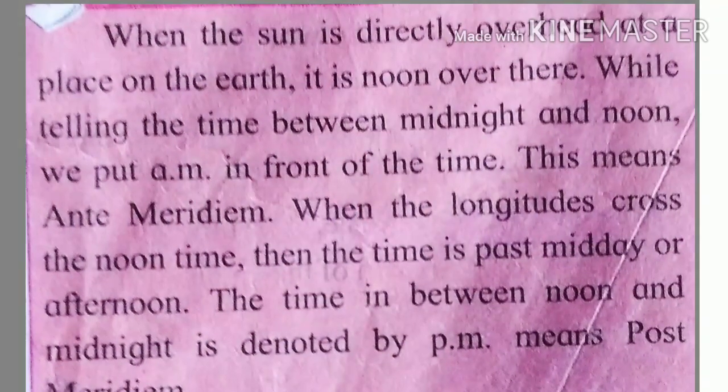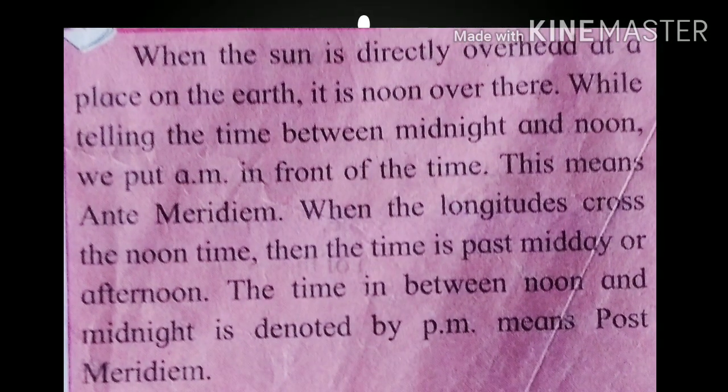Do you know, when the sun is directly overhead at a place on the earth, it is noon over there. While telling the time between midnight and noon, we put AM in front of the time. This means ante-meridian. When the longitudes cross the noon time, then the time is past midday or afternoon. The time in between noon and midnight is denoted by PM, meaning post-meridian.